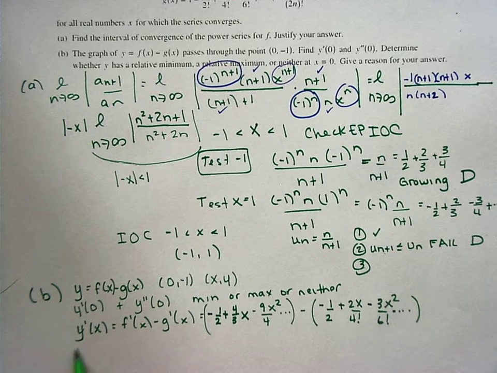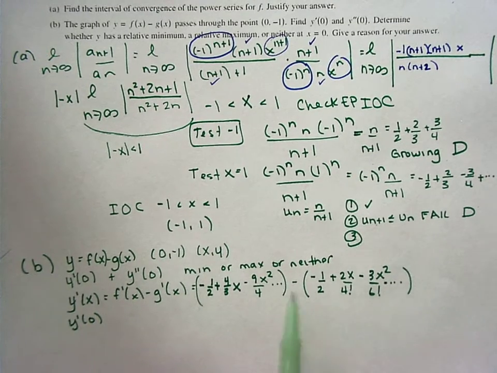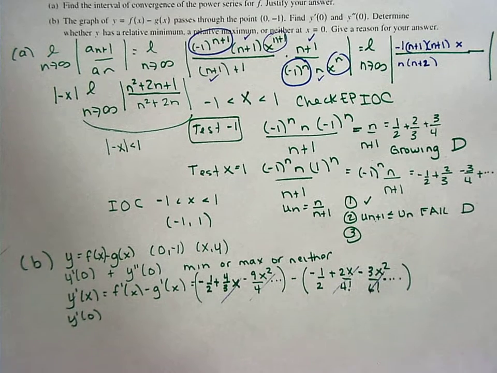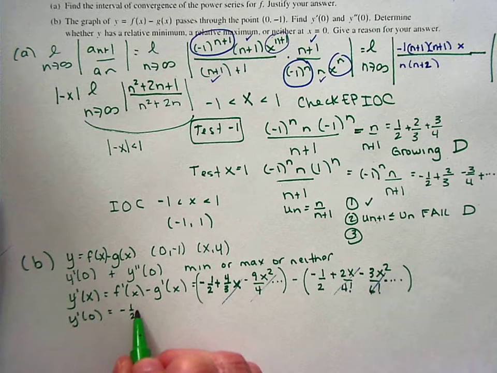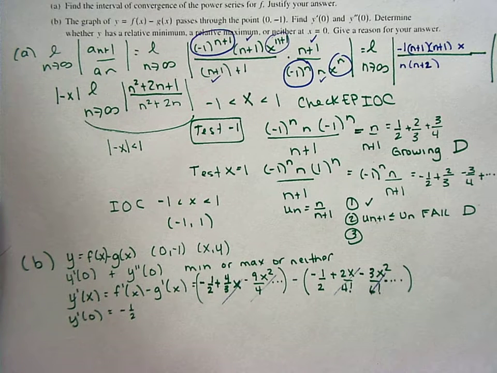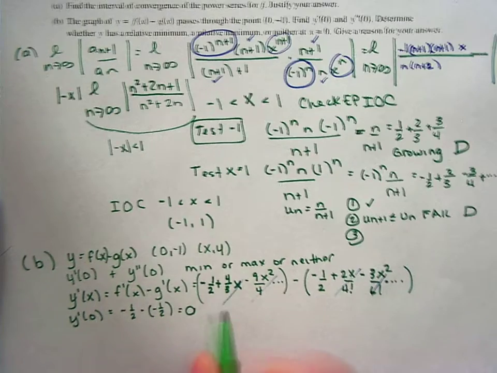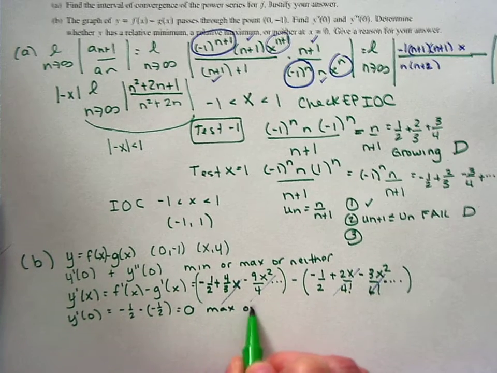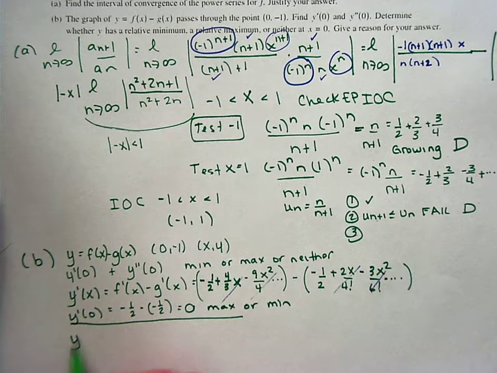So we're asked to find y prime of 0, which just means we're going to plug in a 0 for x. So you can see that any of these terms involving x are just going to drop out. So what are we left with? Minus half, and then minus a half, so 0. So our first derivative is 0. That means we have a max or a min. So to figure out which one it is, now we need to take a second derivative.